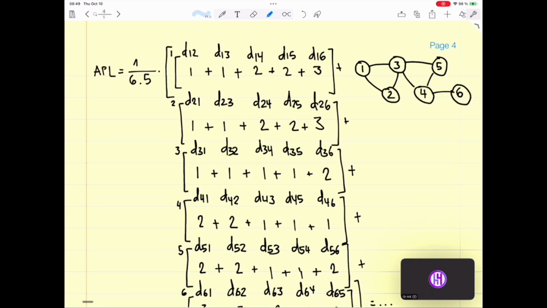Habt ihr eine Frage? Was Lustiges? Oder? Alles gut, alles gut.